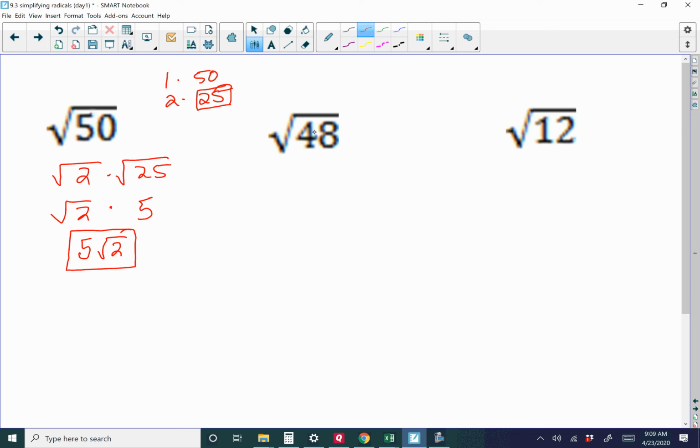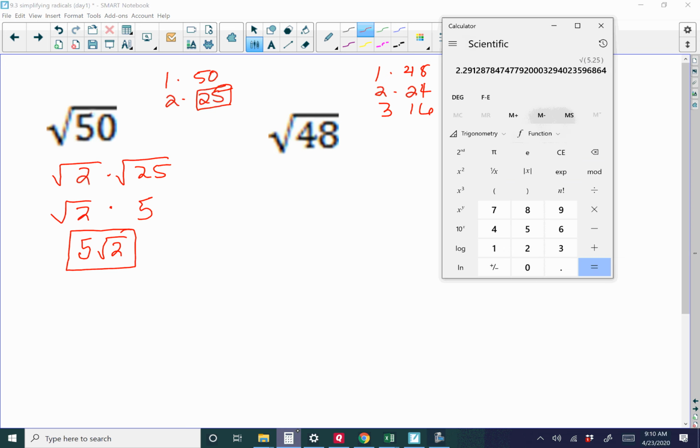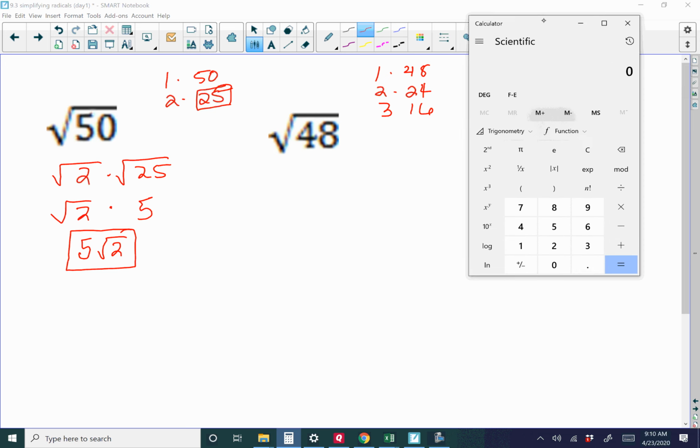Square root of 48. All right, well, what are the factors of 48? 1 and 48. That's not going to help us. 2 and 24. Neither one of those are perfect squares. 3 and 16. Those are perfect squares. So how did I come up with that? If you have a calculator, it's real simple. Just run through the factors.